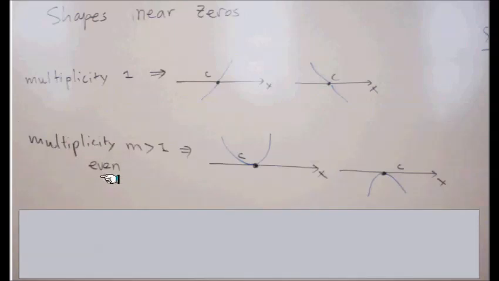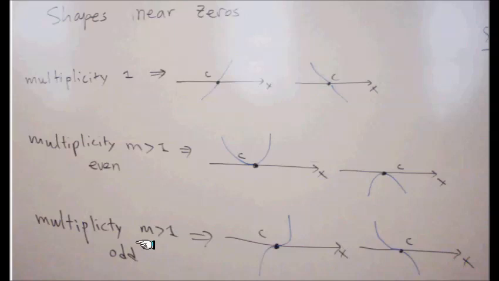When the multiplicity, the power of x minus c, is even, then it's going to be either this shape, staying above the x-axis, or staying below the x-axis. It just touches and remains on one side. Finally, if it is an odd multiplicity greater than 1, then it resembles the graph of y equals x cubed. It's either this shape or that shape.